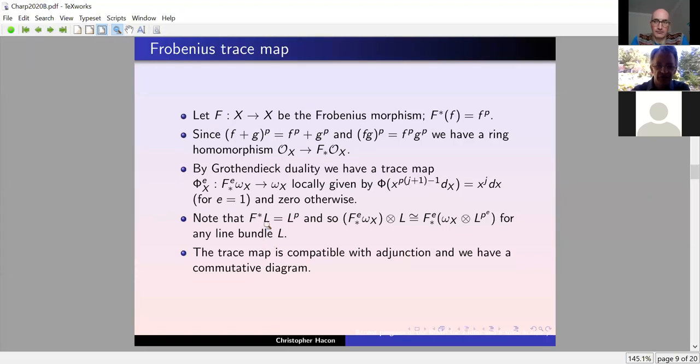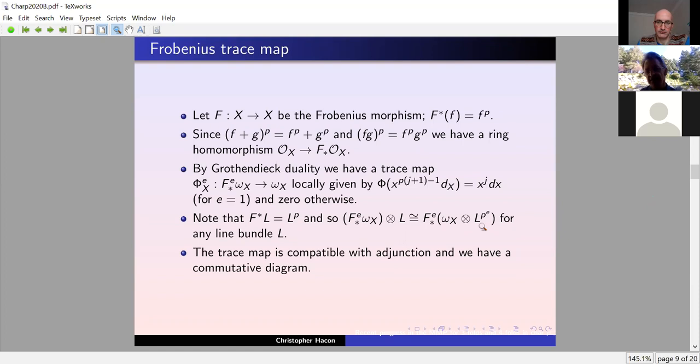Another thing that you are surely aware of is that if I pull back a line bundle under the Frobenius morphism, I get the pth power of that line bundle. You can just think that the transition functions get sent to the pth powers of the transition functions. And so by the projection formula, when I twist the eth iteration of the push forward of omega X by any line bundle, I'm getting the same as the push forward of omega X tensor the line bundle to the power of p to the e. So a very high power of the line bundle.